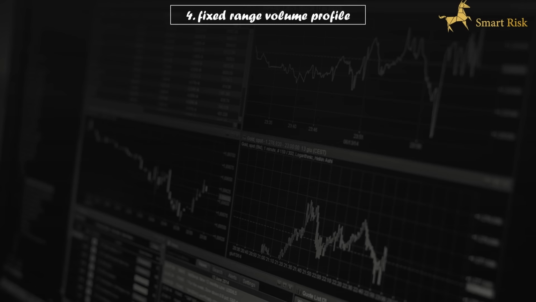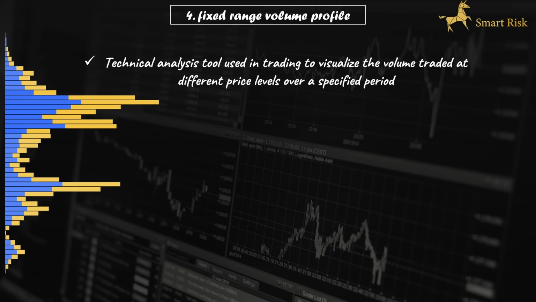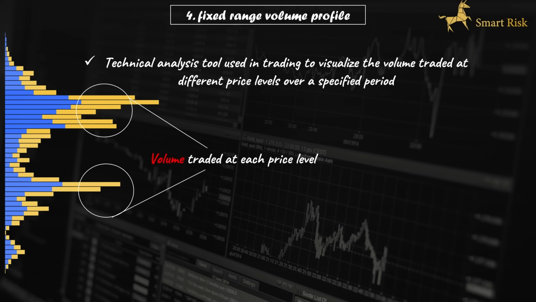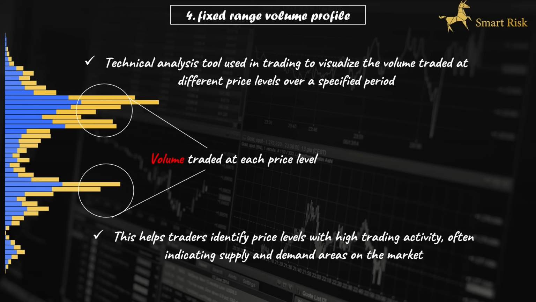The fixed range volume indicator, also known as the fixed range volume profile, is a technical analysis tool used in trading to visualize the volume traded at different price levels over a specified period. It plots a histogram on the vertical axis showing the volume traded at each price level over the selected range. This helps traders identify price levels with high trading activity, often indicating supply and demand areas on the market.